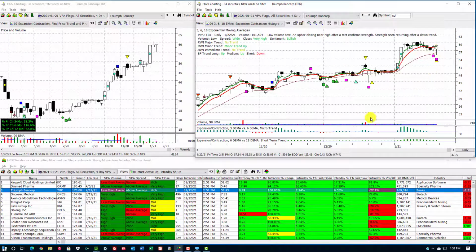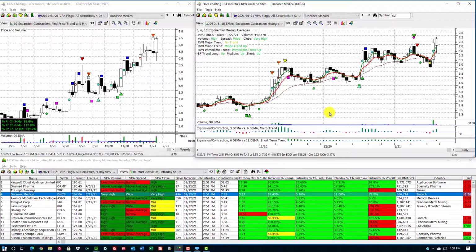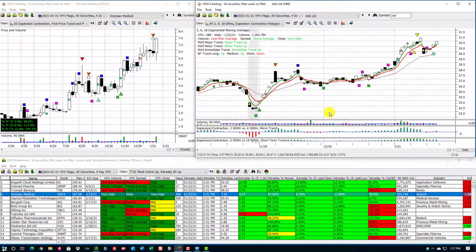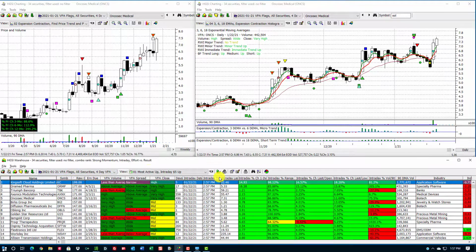Another one. But what about stocks that have VPA flags and the cross has already occurred? That's what I was looking to do, and that's what I'm sharing with you today. Everything I'm showing you is in my add-on file and in the user groups.